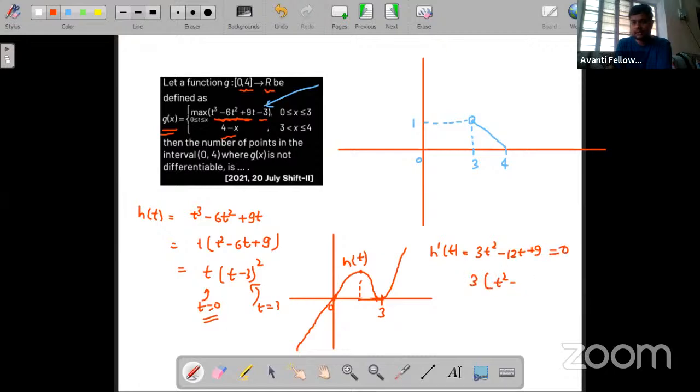t square minus 4t plus 3 is equal to 0. So clearly the roots are t equals 1 and 3. So at 3 we are getting this 0, at 1 this will be the one value where we'll be getting the maximum value. And we can also find the maximum value by putting t equals 1 in this graph.